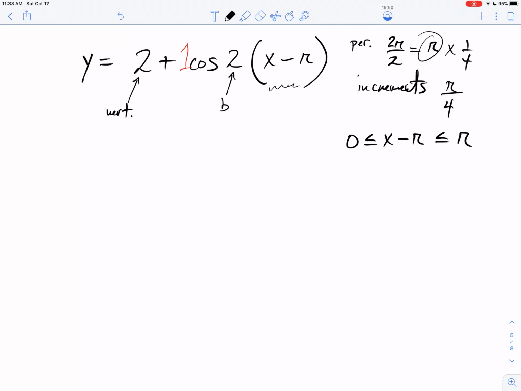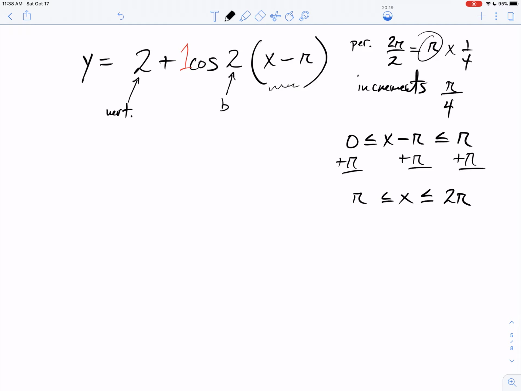Remember, my period, 0 to pi, and then here's my phase shift. So I'm going to move this thing out, and this graph is going to shift pi units to the right. This would be my start. This would be my stop. And I'm going to count by quarters.